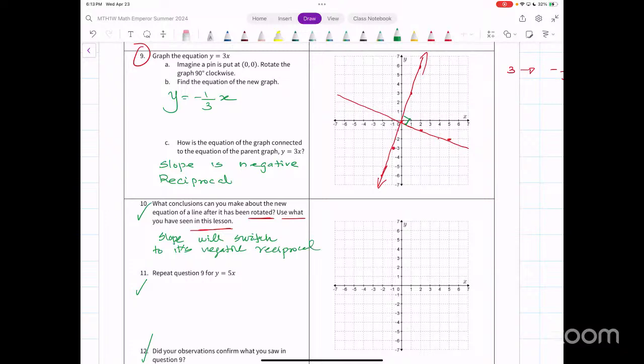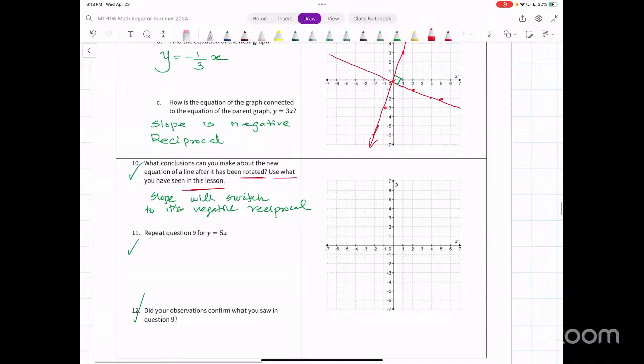We talk about it. Repeat the question number 9 for 5x. Question number 9: graph the equation y is equal to 3x. Imagine a pin at (0, 0). Rotate this graph 90 degrees clockwise. Find the equation of the new line. So what we're going to do is repeat the question for y is equal to 5x.